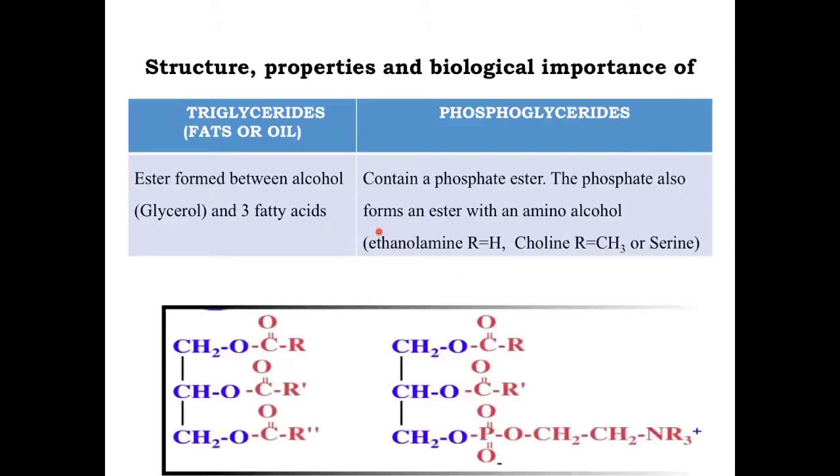Let's go through the details of the structure, properties, and biological importance of triglycerides and phosphoglycerides. Here, if you observe, this is the ester part. This one is an ester, this one is an ester, and this one is also an ester. If the third ester group is replaced by a phosphate group or phosphate ester, then it is called a phosphoglyceride. Triglycerides means esters of glycerol, while phosphoglycerides means there is a phosphate linkage, or phosphate ester of glycerol. Here are two examples.